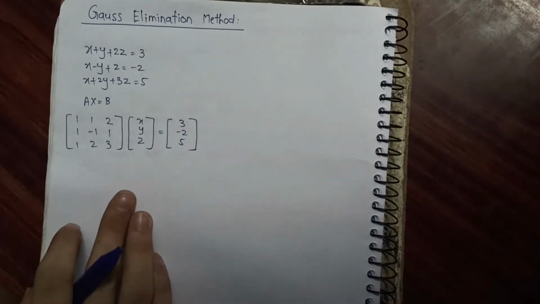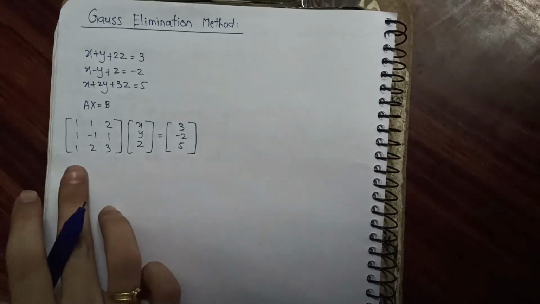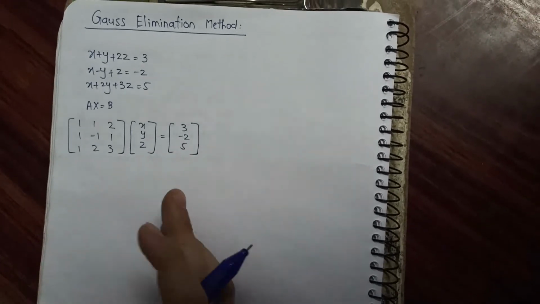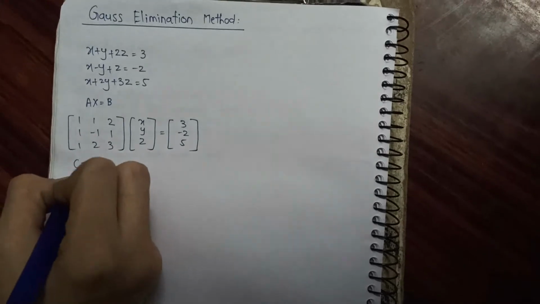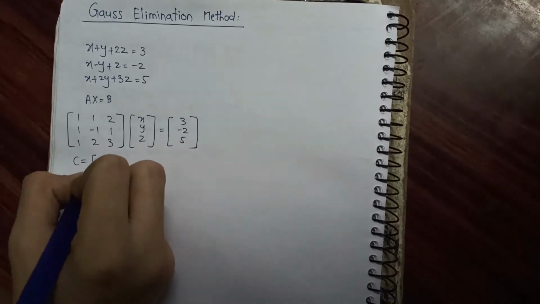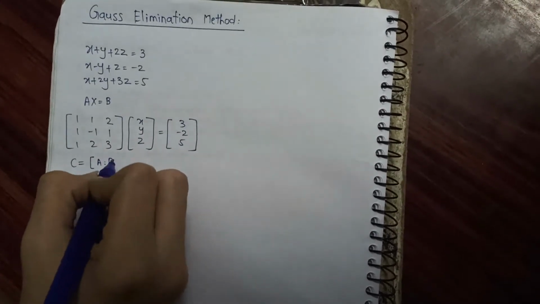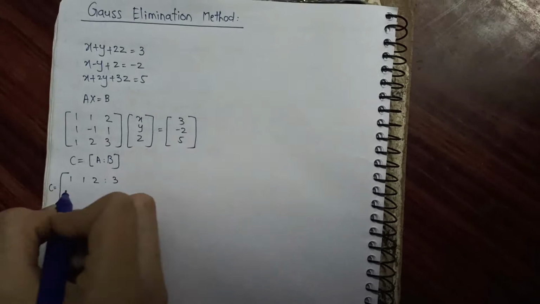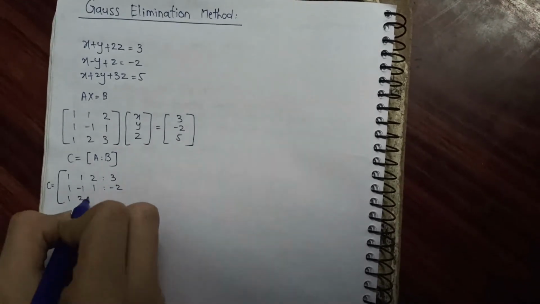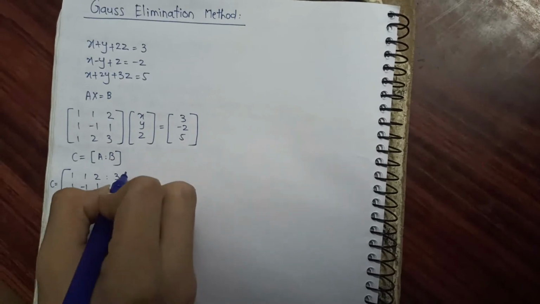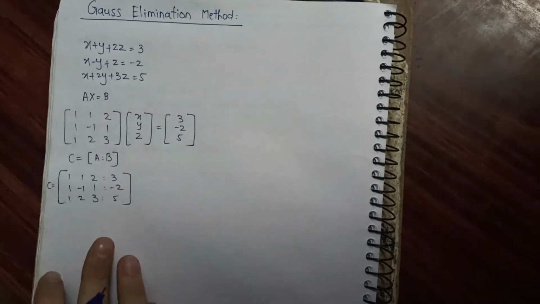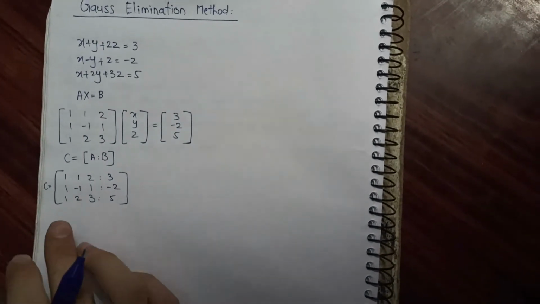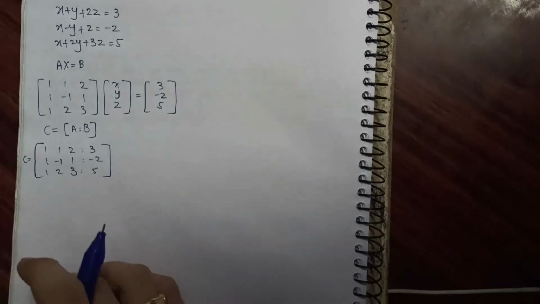So the next step of Gauss elimination method is converting these matrices into augmented matrix form, which is C is equal to A augmented with B. So it will look like 1, 1, 2, 3, 1, minus 1, 1, minus 2, 1, 2, 3, 5. So this is our augmented matrix, and we are going to convert this augmented matrix into a triangular matrix.